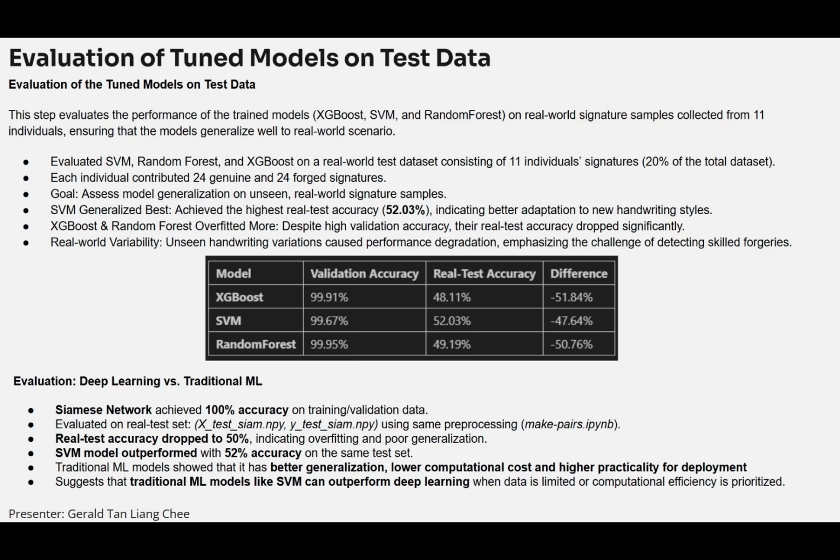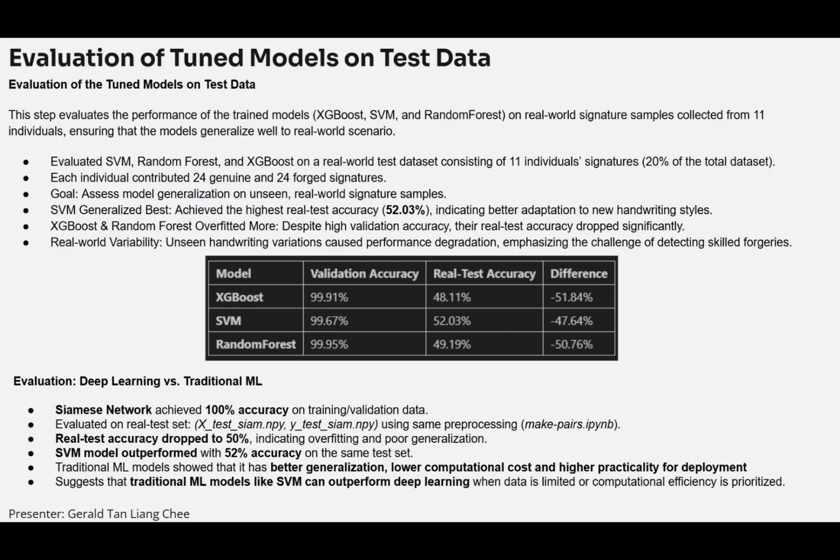Next, on the evaluation of tuned models on our test data, the goal of this is to evaluate the performance of our trained models XGBoost, SVM, and Random Forest on real-world signature samples that were collected from 11 individuals, which is 20% of the total dataset. Those individuals also contributed 24 genuine and 24 forged signatures each.